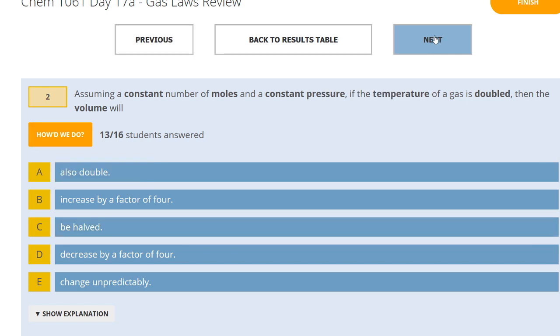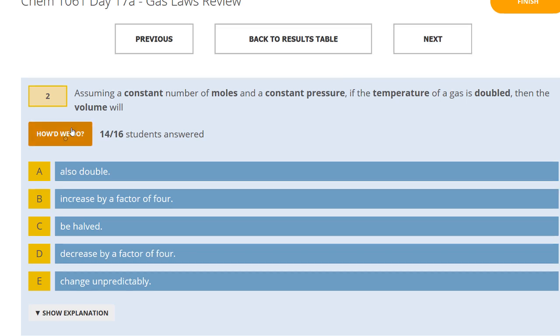Okay, assuming a constant number of moles and a constant pressure, if the temperature of a gas is doubled, then the volume will double as well, because these two variables are directly proportional. Good. Next one.